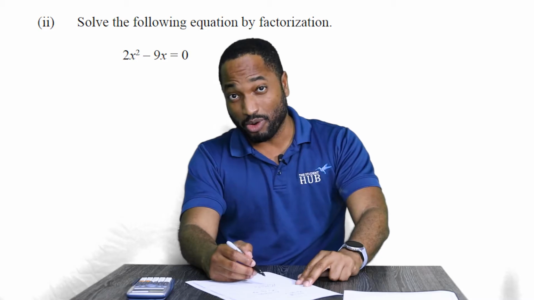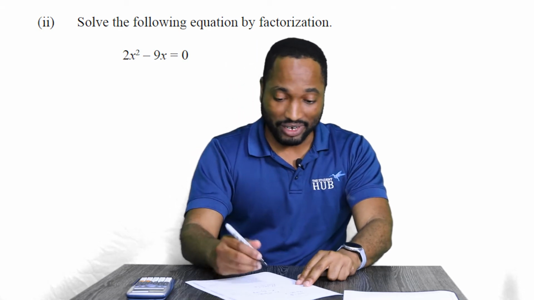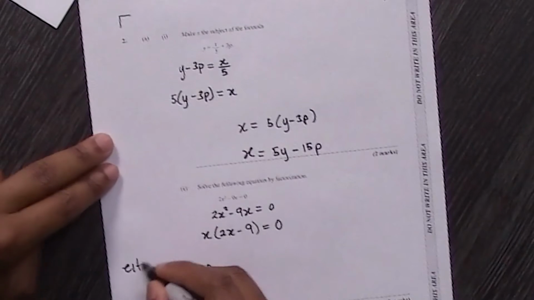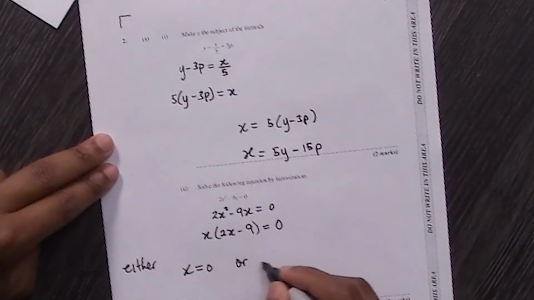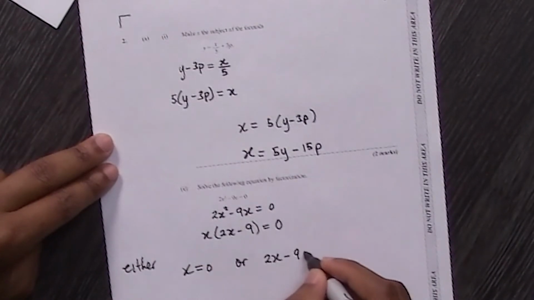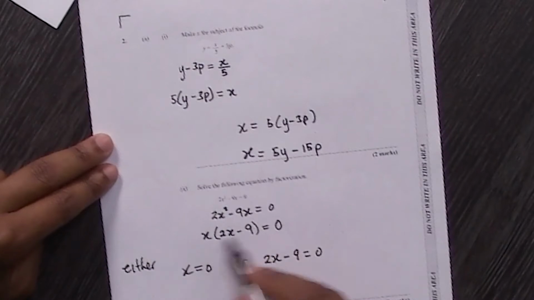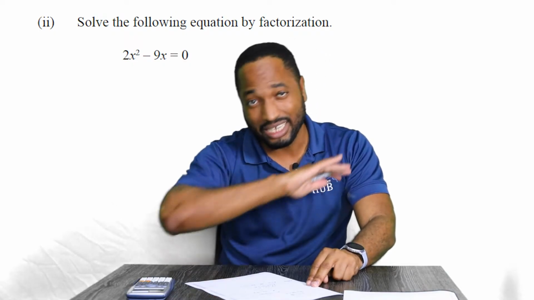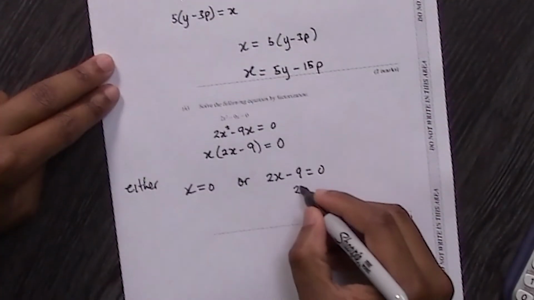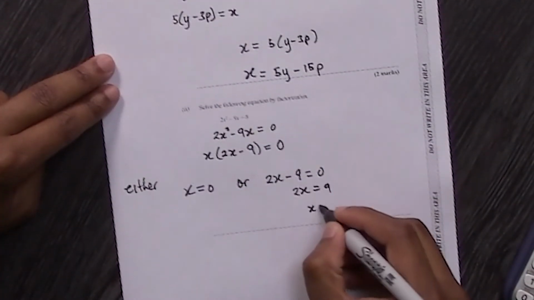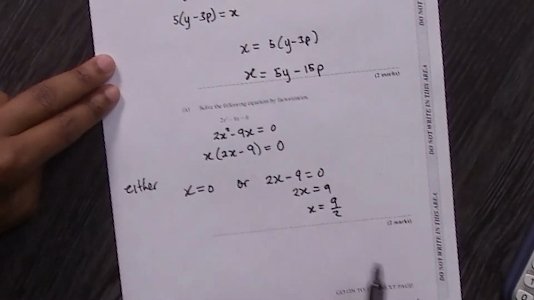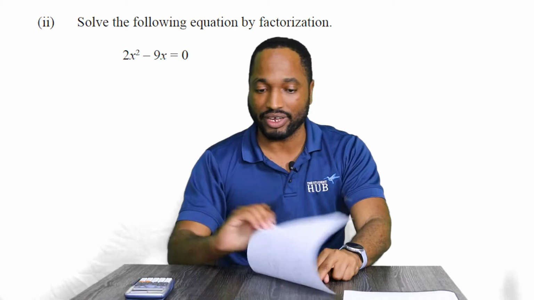Sorry about that motorbike noise in the background there, I don't know if you're hearing it, but x is equal to 0, or 2x minus 9 could be equal to 0. That's the situation when you have a product being equal to 0. This comes all the time. So 2x is equal to 9 and x is equal to 9 over 2. We have our 2 values of x. We solve the equation by factorizing.